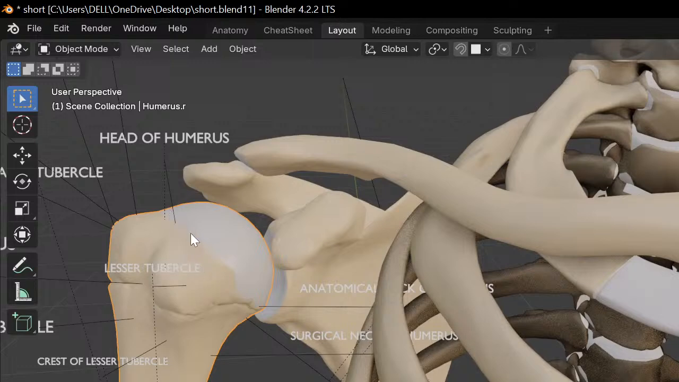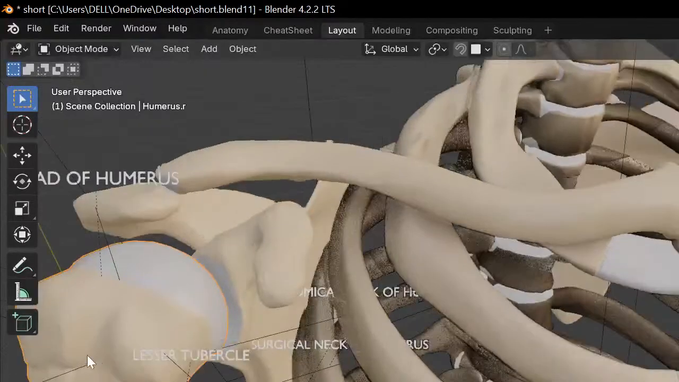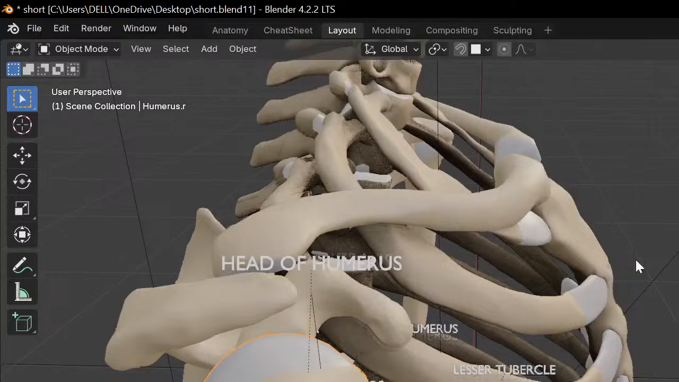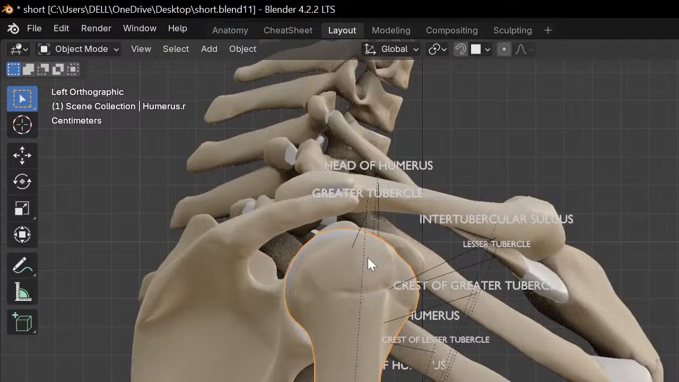After the anatomical neck, there are 2 prominences: the greater tubercle and the lesser tubercle. The greater tubercle is more lateral, and the lesser tubercle projects anteriorly. If we go to the side view, we can see the greater tubercle, which points laterally, and the lesser tubercle points anteriorly. Some important muscles attach to the greater tubercle and the lesser tubercle.